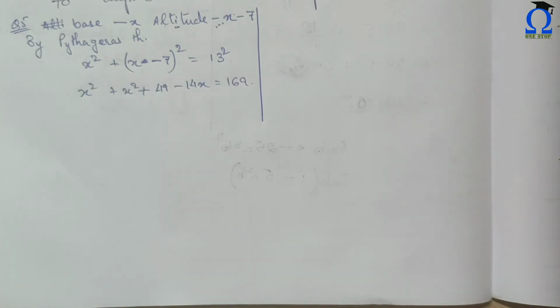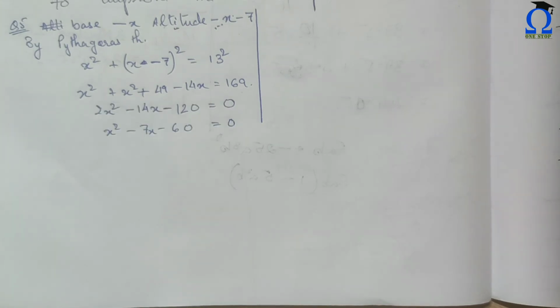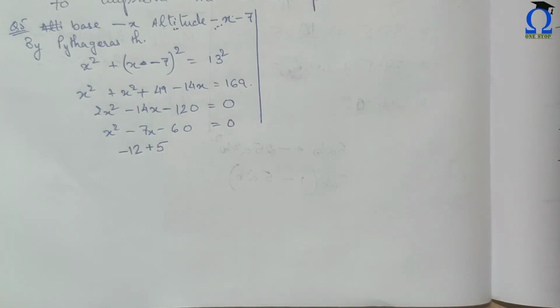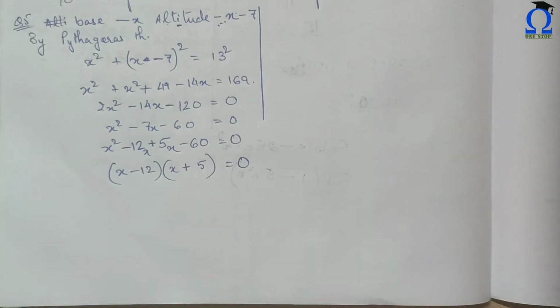I hope you are getting this question because this is very easy. We can again take out 2 as common here. So we can easily tell what will be the two numbers, minus 12 and plus 5. Yes, because minus 12 into plus 5 would be minus 60 and minus 12 plus 5 would be minus 7. Now taking the common, so finally our answer would be plus 12 or minus 5.